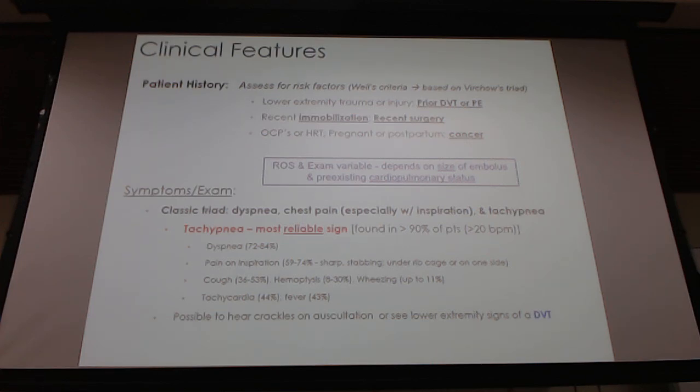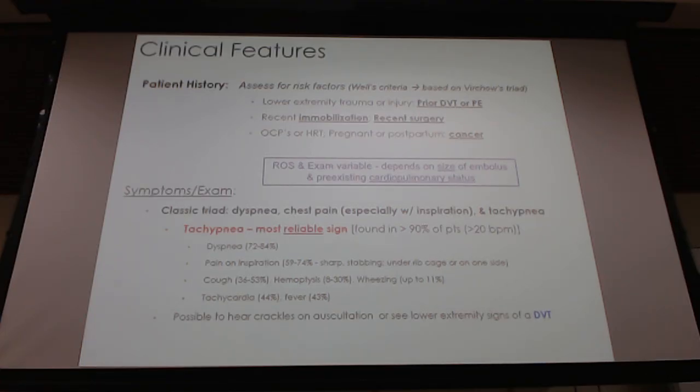All right, we talked about tachycardia, maybe a little cough, right? It's down in the vasculature, so maybe we have a little hemoptysis going on there. Pain on inspiration, pretty common, up to 74% of patients, and then shortness of breath. So the most reliable sign is an objective finding, so that's nice. It's a vital sign. Just remember that patients can get nervous, and that can cause them to breathe fast as well, or if they're in pain.